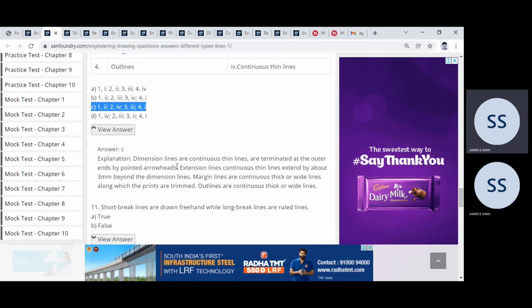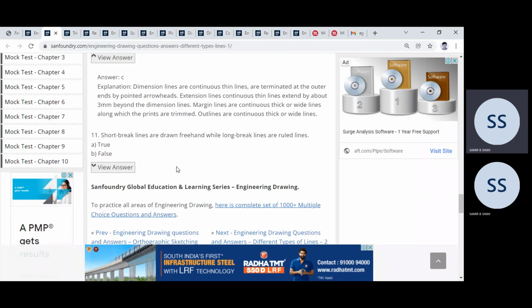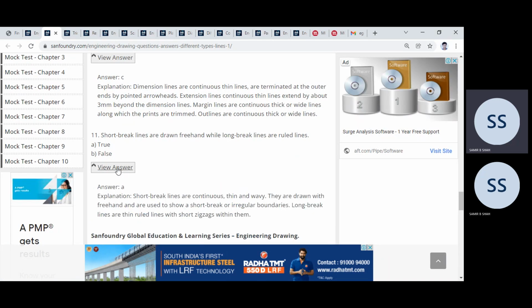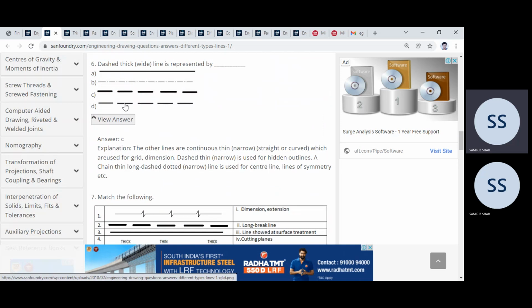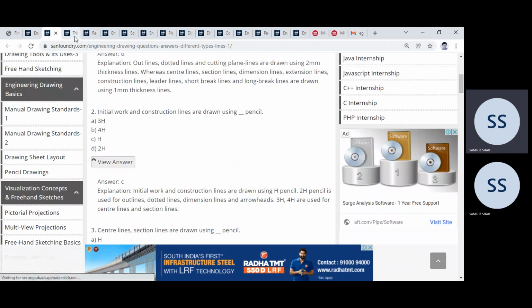So please refer to it. Short break lines are shown freehand, while long break lines are ruled lines. Which is the true statement? So these are the basic questions about lines.